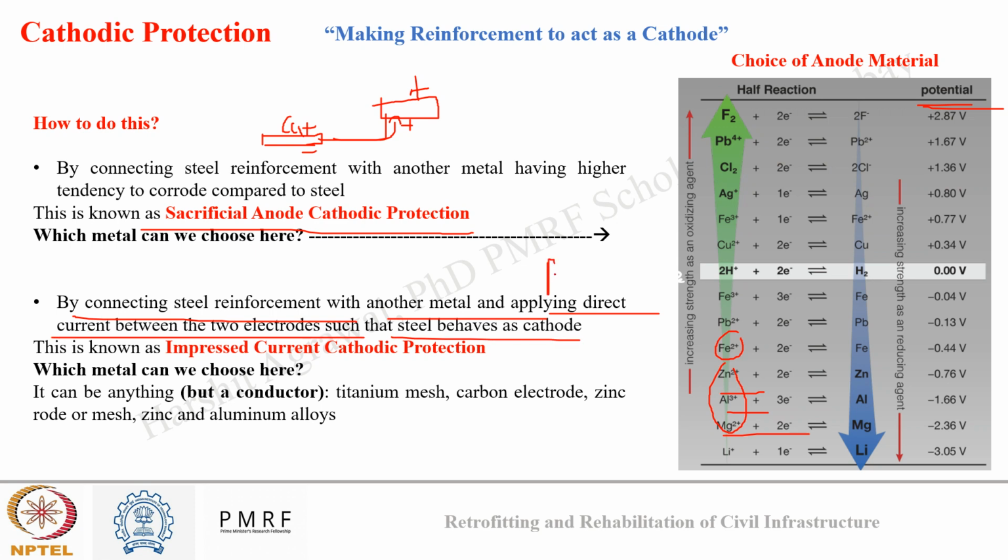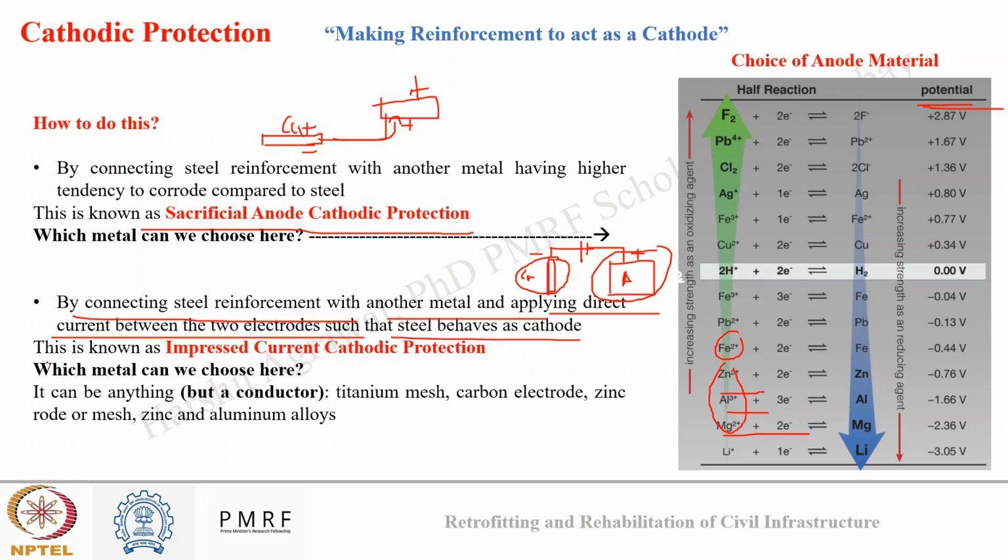So suppose I have a steel reinforcement like this, I have another metal like this, and I'm connecting them with the help of an external supply such that my steel is the negative terminal and this is the positive terminal. So what will happen? My cathodic reaction will occur here, my anodic reaction will occur here. So my steel will act as a cathode and this metal will act as an anode. So here corrosion won't occur.